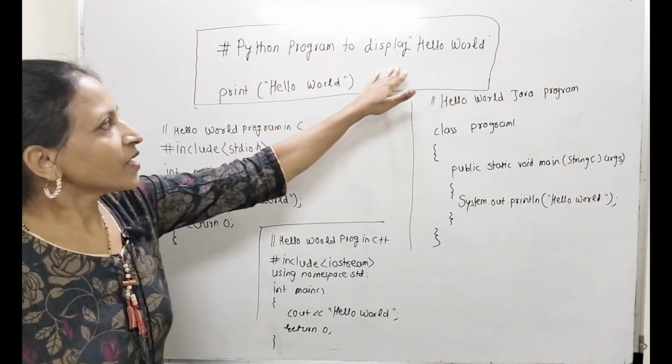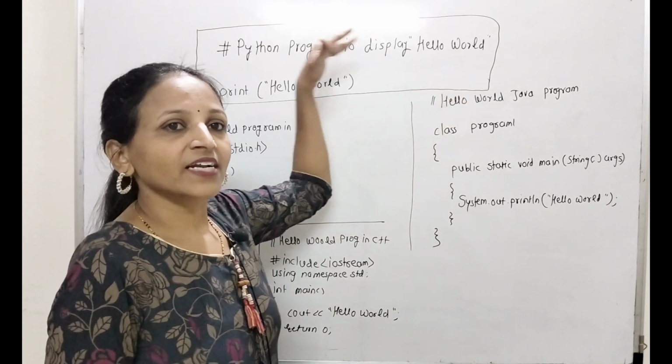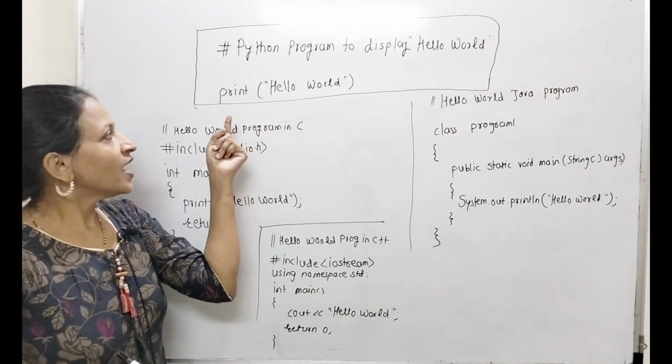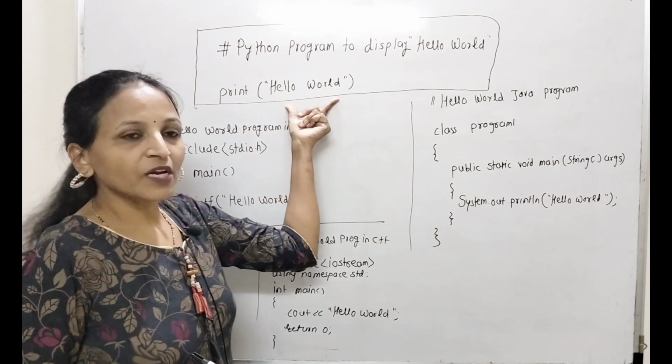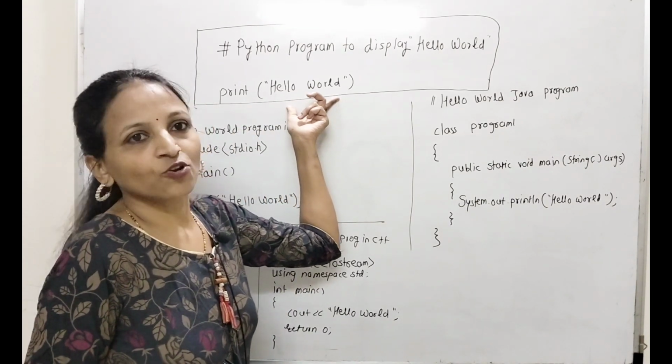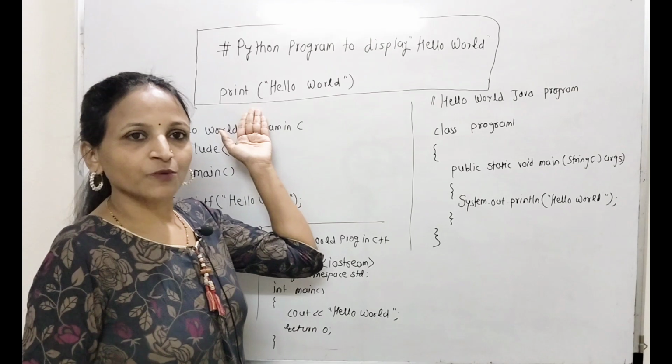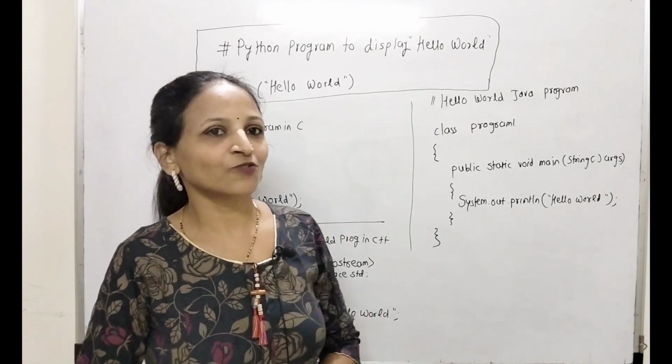Now here, Python program to display hello world is a comment, and I have started it with the hash symbol. Then I have written only one single line, print, and in double quotes I have written the message hello world. After the execution of this program, hello world will get displayed onto the output screen.